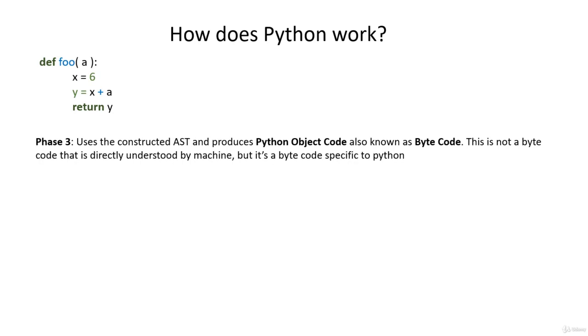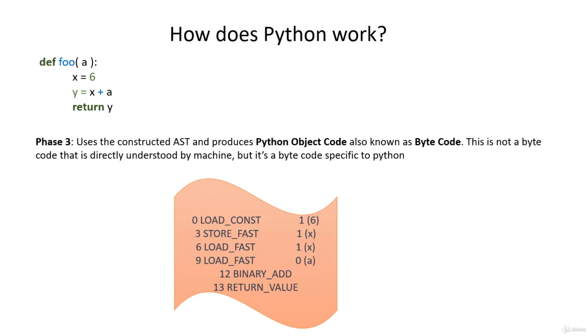What happens to the abstract syntax tree next? This abstract syntax tree will be fed into a unit called a compiler, where it creates an object code or bytecode using the abstract syntax tree. Hold on for a moment. This bytecode is not something which will be directly executed on our machine. This is an object code specific to Python. So what happens to this Python object code? This will be used by a unit called an interpreter to get executed on the machine. Let's take a look at how this Python object code looks.